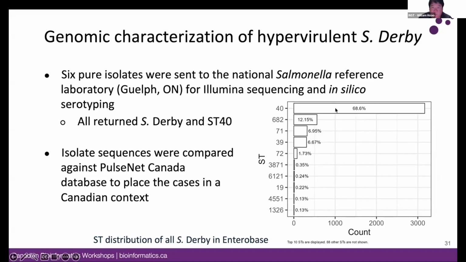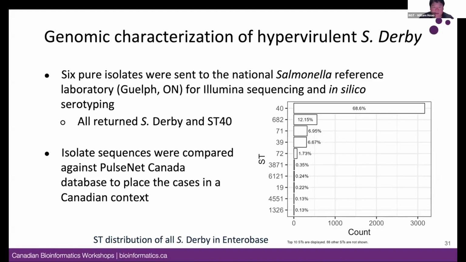So many people might just give up then and say, okay, this is a common sequence type, so there's nothing really special to make it hypervirulent. But Jimmy actually persisted, and the people at PDS. So first, he compared the isolate sequences against the PulseNet Canada databases, and then placed the cases in the Canadian context, right, to try to understand where these isolates might be coming from.